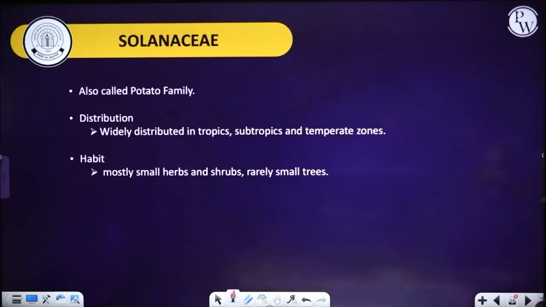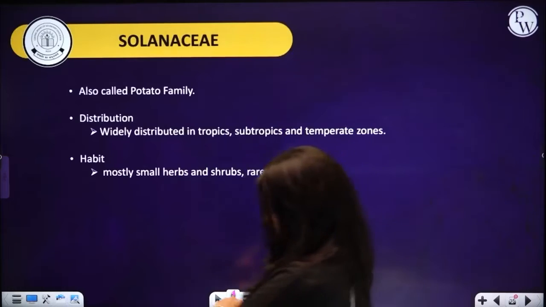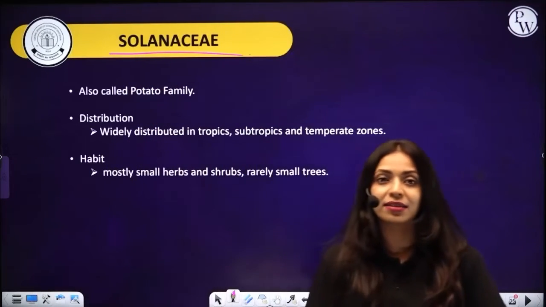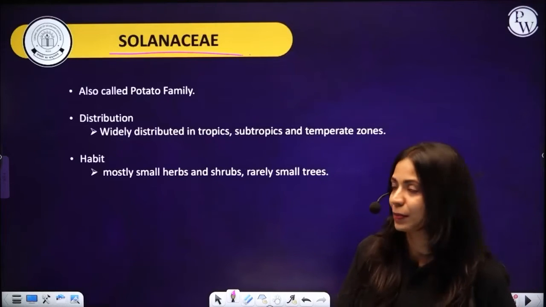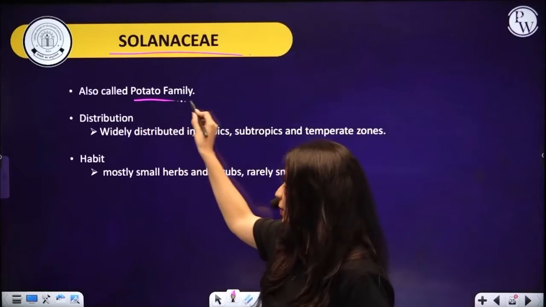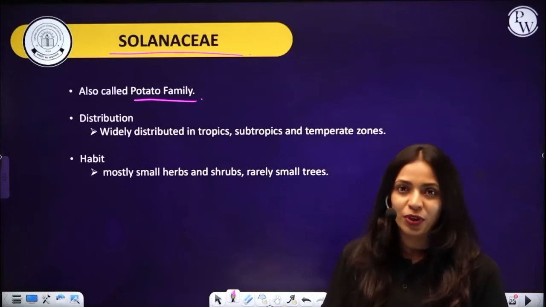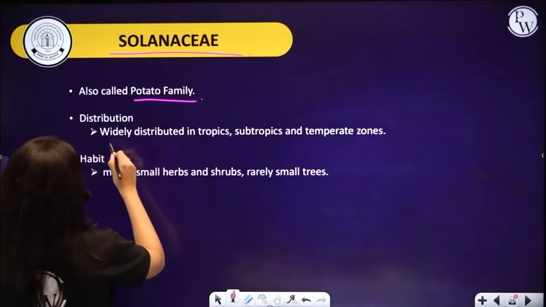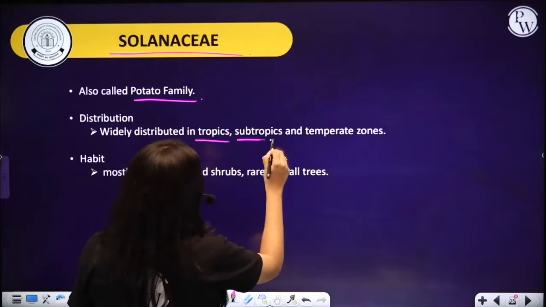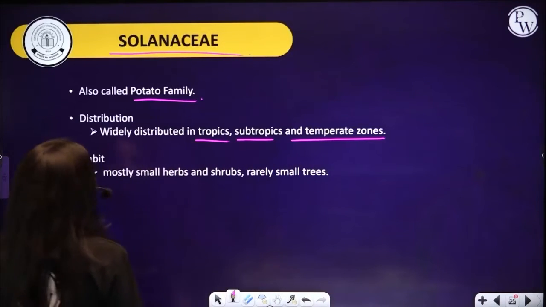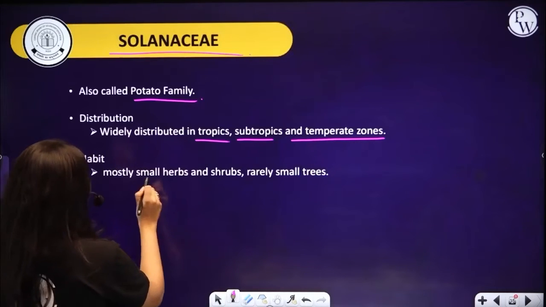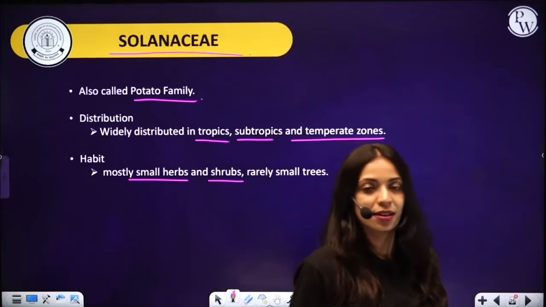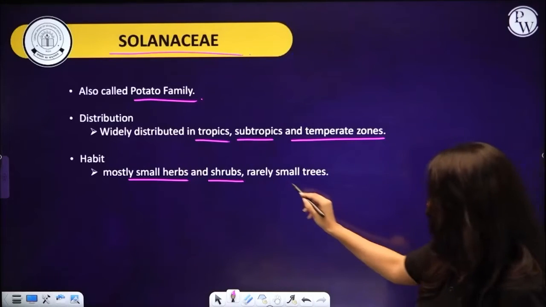Now, let's move on to learn about the second family, which is family Solanaceae. Like I already said, this is also a dicotyledonous family. It is also called potato family. It includes potato, tomato, brinjal, and all of those plants. Talking about its distribution, it's distributed in tropics, subtropics, and temperate zones as well. Habit, mostly they're small herbs and shrubs, small plants, short plants, but rarely you can even find small trees.